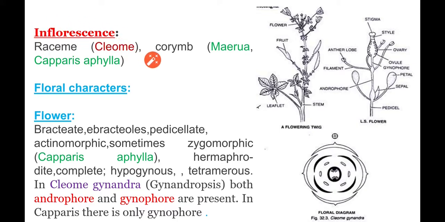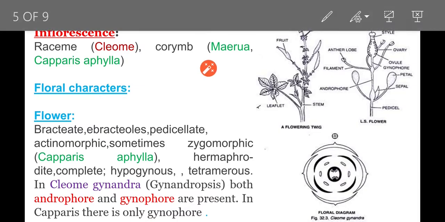What is inflorescence? Arrangement of flowers on the peduncle or inflorescence axis is called inflorescence. Generally, inflorescence in Capparidaceae is raceme or corymb. Raceme inflorescence is found in Cleome, and corymb inflorescence is found in Crateva religiosa, Maerua, Capparidaceae and Cleome gynandra.